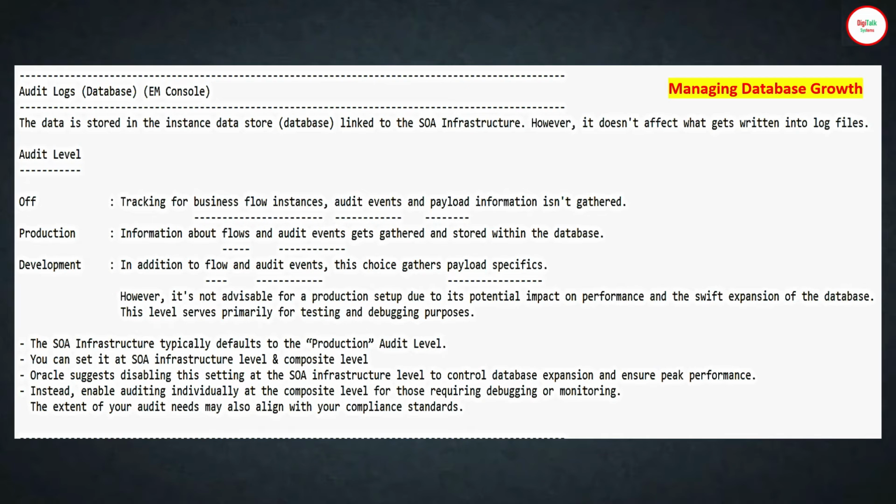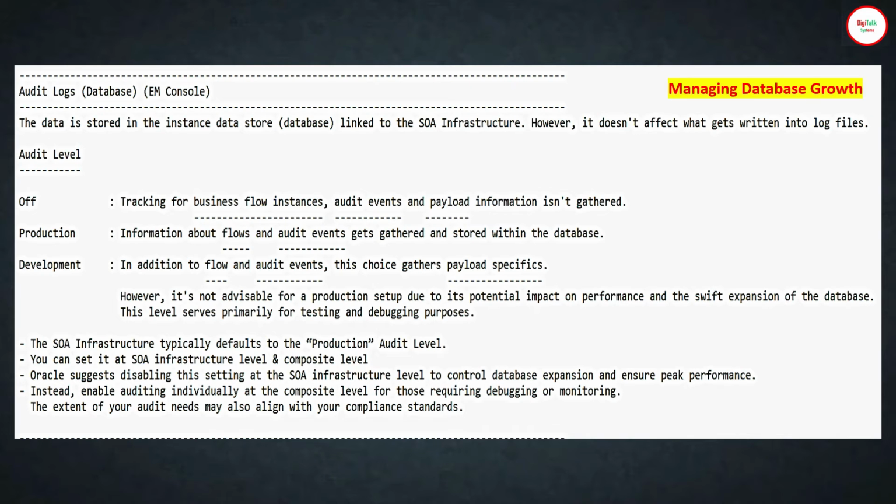But if you go with the development mode of the audit level, then your complete end-to-end business flow instances, corresponding instances of a particular flow ID, the audit events, and the payload specific entries will also get stored in the database. So if you enable your database SOA in the development mode of audit logs, the growth of data will be very high. The generation of data will be very huge. The recommended approach is to go for the production mode in your live environment, and for lower environments you can go for the development mode.